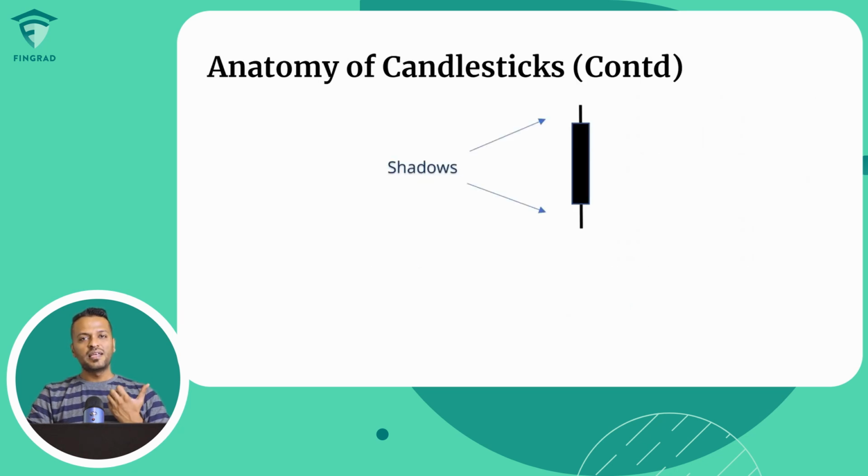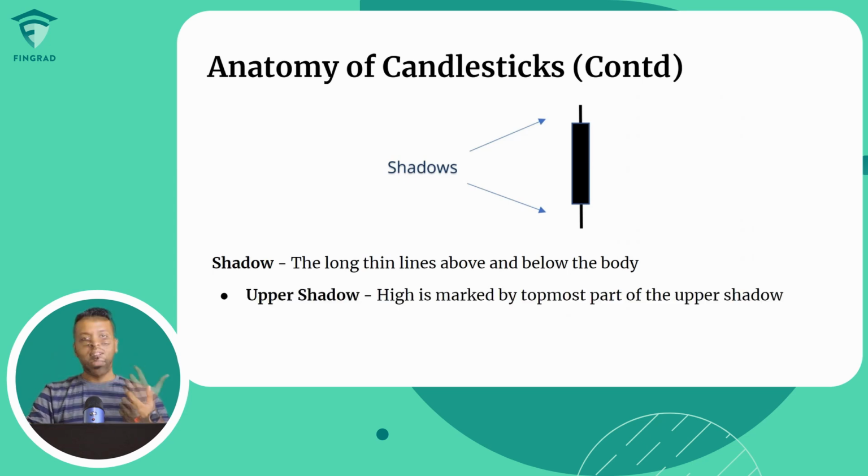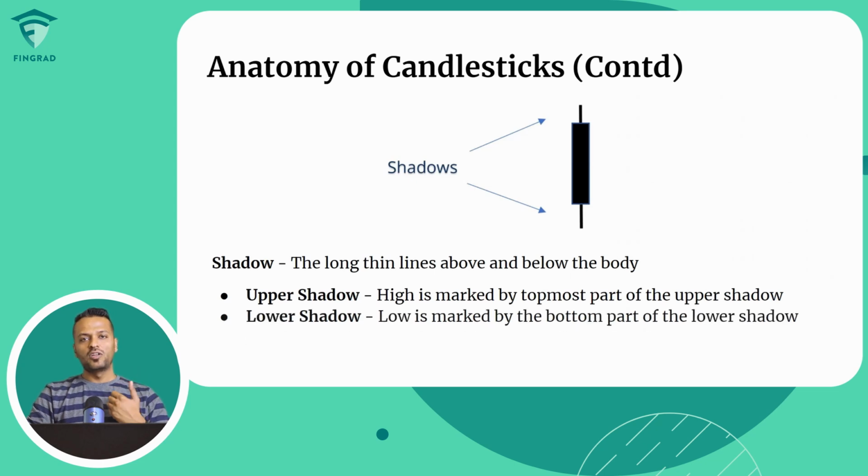Now what exactly does a shadow of a candlestick mean? I've talked about the body of a candle. Let us learn a little bit more about the shadows of a candle. Shadows are basically the long thin lines which are above or below the body of a candle. The body of a candle connects the open and close of a candle, but the shadows are those parts which are above or below those body parts of the candlestick. In the upper shadow, the high is marked on the topmost part, and in case of a lower shadow, the low is marked at the bottom of the candlestick.